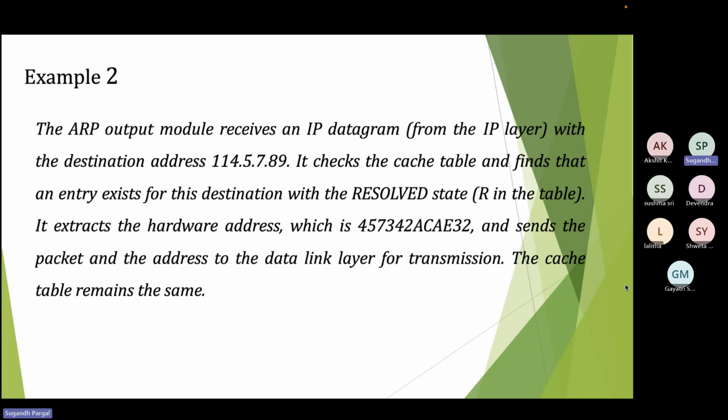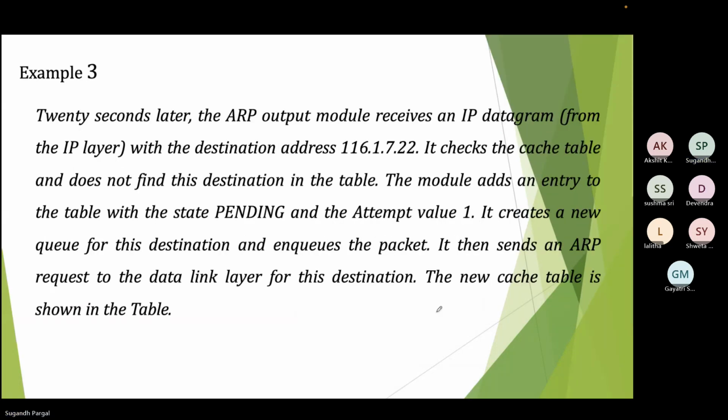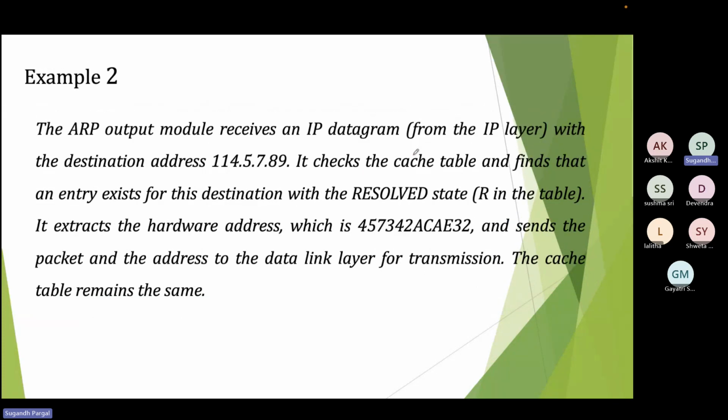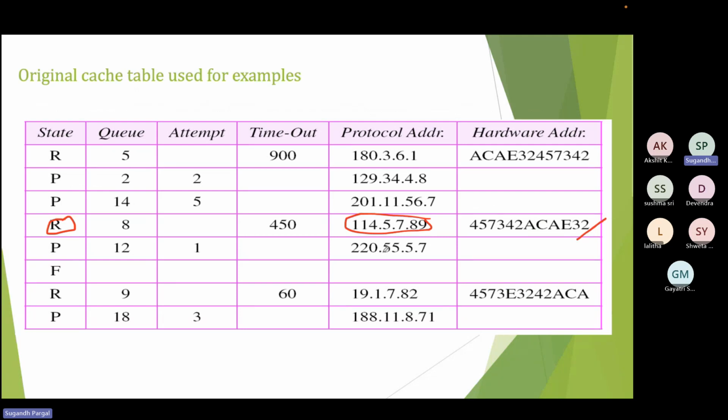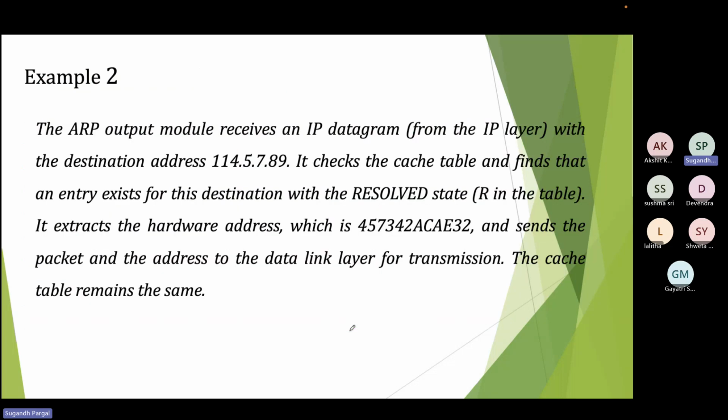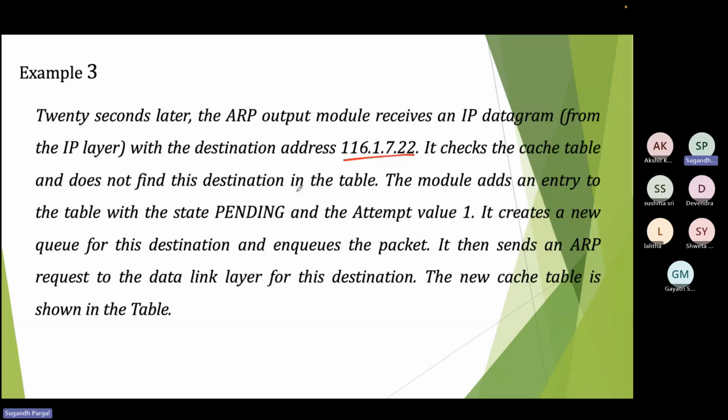Till now, I think it's clear to everyone. This is how we see the cache table. If at any point you have any query, you can raise your hands. Then 20 seconds later, the ARP output module receives another IP datagram from the IP layer with the destination address 116.1.7.22. You can check, you cannot find 116.1.7.22 anywhere here. So it checks the cache table and does not find this destination in the table.